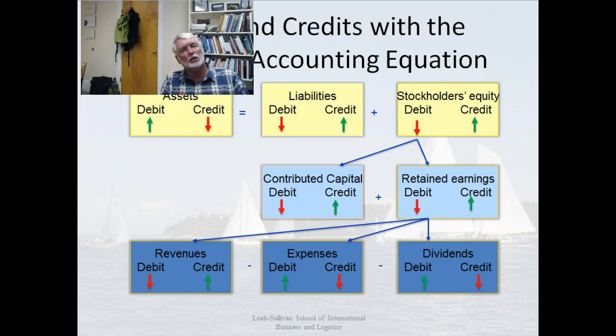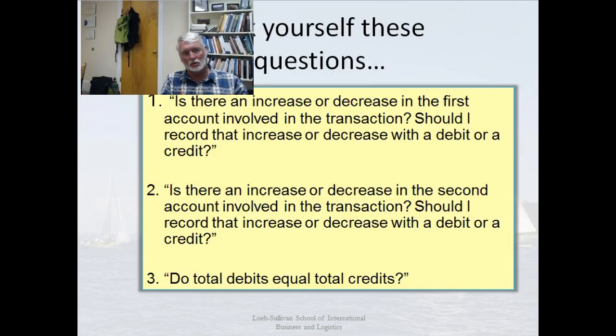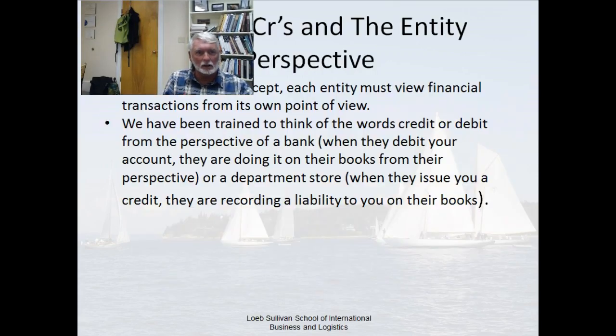So when you're posting these manually or thinking about this, you're going to ask yourself, if there's an increase in something, should I record that increase with a debit or a credit? And then the second account has to be the opposite. So if I'm debiting one account, I'm going to have to credit another account. So if you know half the equation, you can probably figure out the other half. And finally, do things add up?